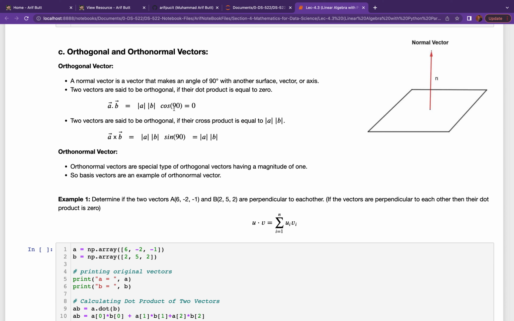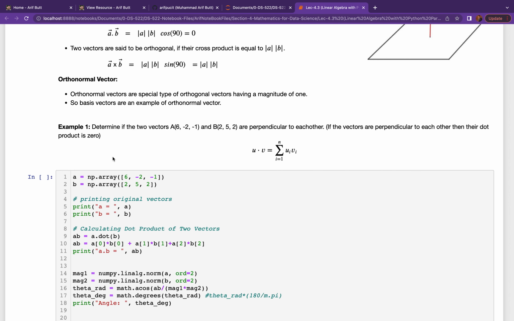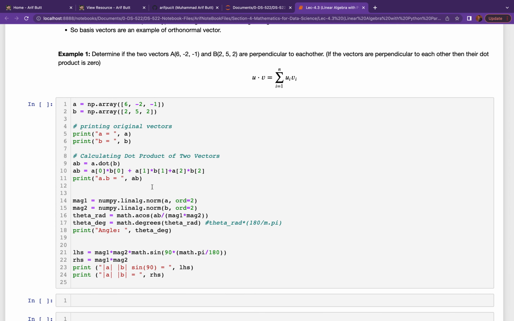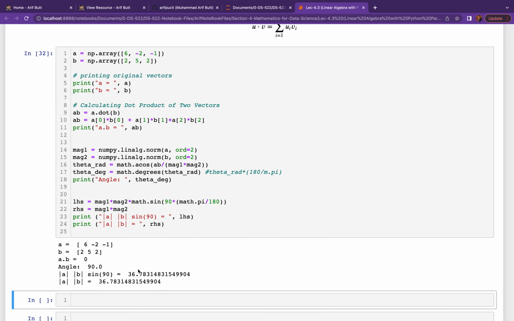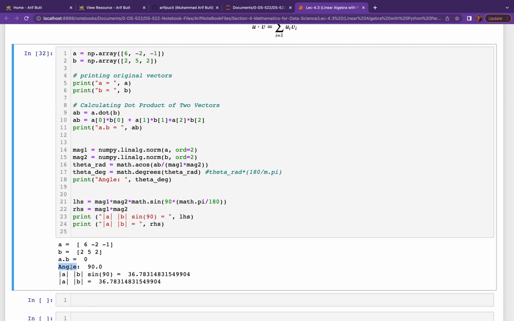Another related term is orthonormal vectors, which are special orthogonal vectors having a magnitude of 1. So the basis vectors are an example of orthonormal vectors. And here is the proof of concept. Once again, same piece of code. Let me just run it. You see, the angle between the two vectors is 90 degrees as shown over here. And their dot product is 0 and their cross product is equal to the product of the magnitudes of A and B. Please do the math.